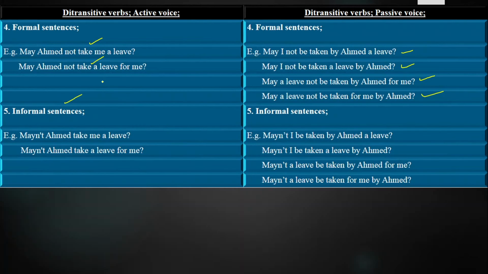Last we have informal sentences. Those sentences in which we ask questions or deny the statement in an informal way. And here "may not" is meant in the short form. Keep in your mind that it is meant.